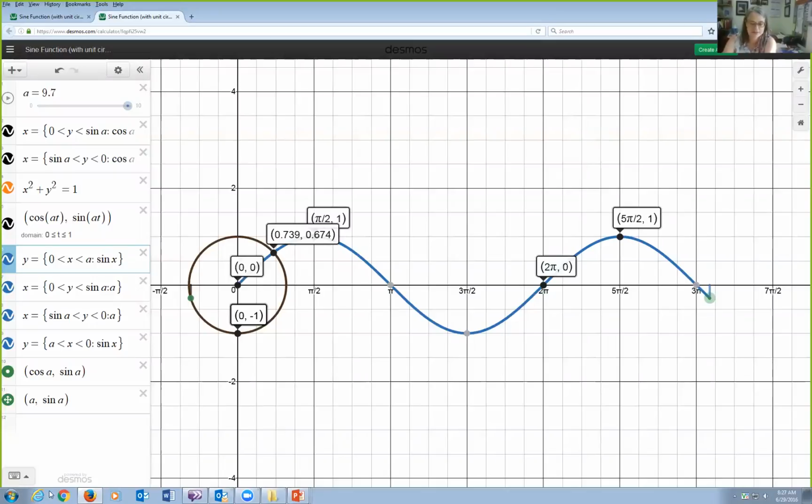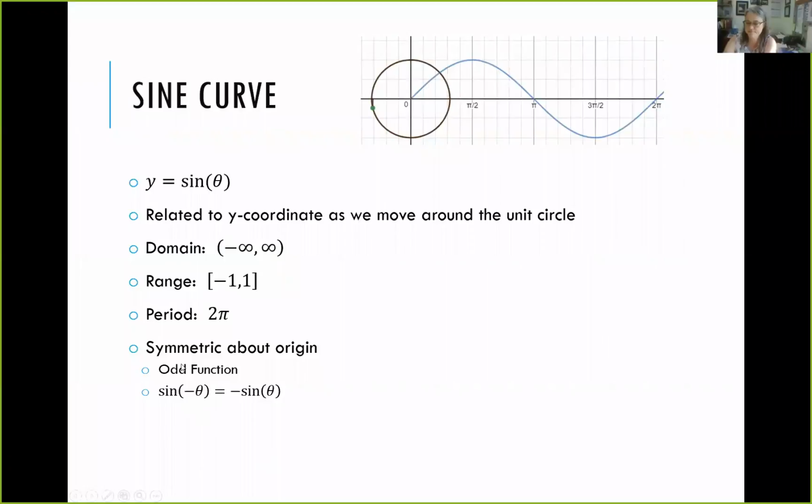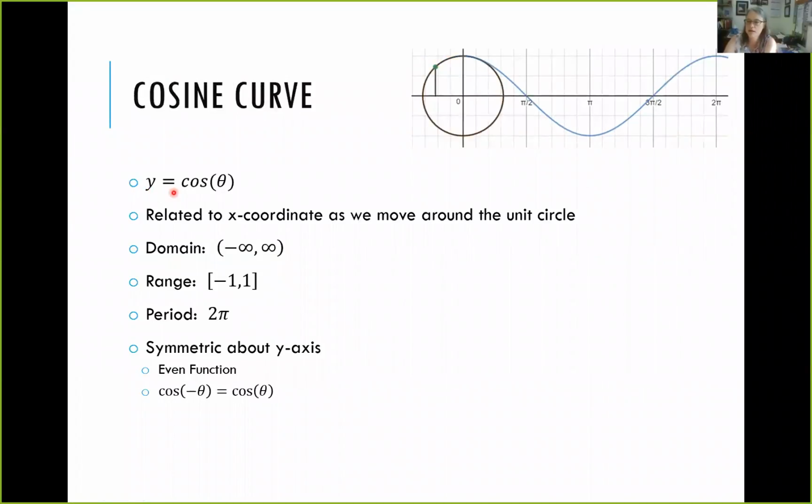Let's see what else do we need to know about our sine function. That's about it. So cosine is very similar to sine, except that cosine starts at 0, 1. Now cosine is related to the x-coordinate, my bad. Cosine starts at 1 because if we start down here at x, let's take a look at this.